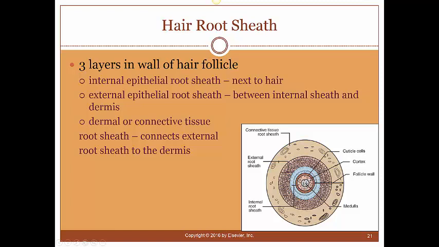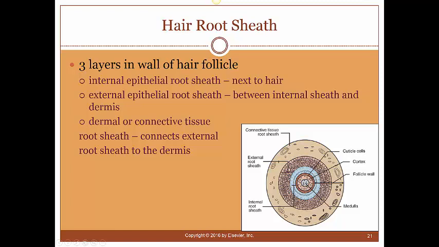out from the bulb out through the follicle and out past the skin. And having this contact in here with these epithelial cells lets the hair, as it grows, kind of slide out. If you didn't have the root sheath and you just had the connective tissue next to the hair, then the hair would never physically grow out.